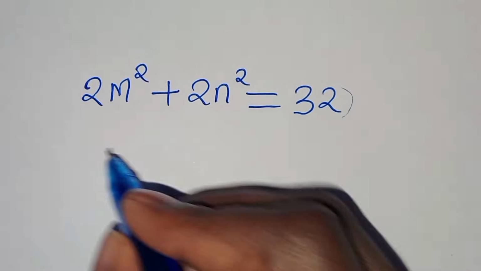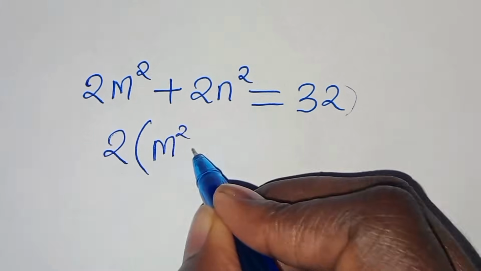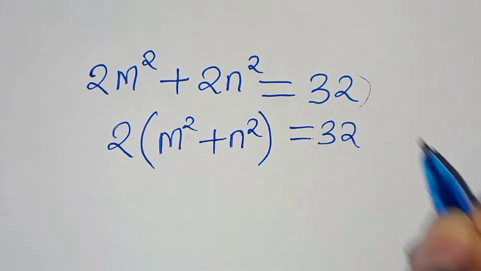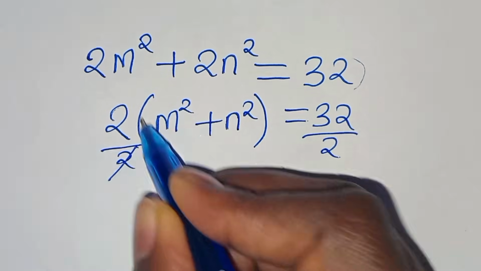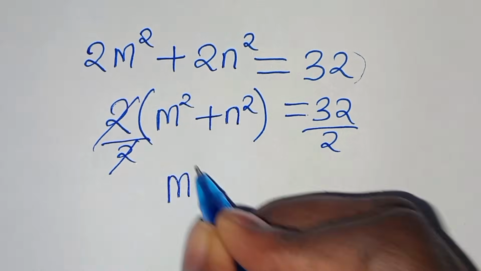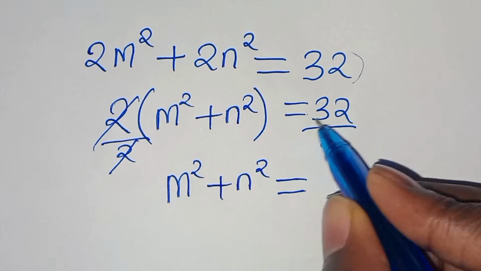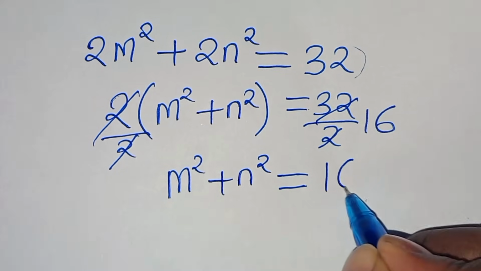2 is common here, so we can factor out 2 so that we have 2(m squared plus n squared) equal to 32. So let's divide both sides by 2 so that now here we have m squared plus n squared equal to 32 divided by 2. This is equal to 16.